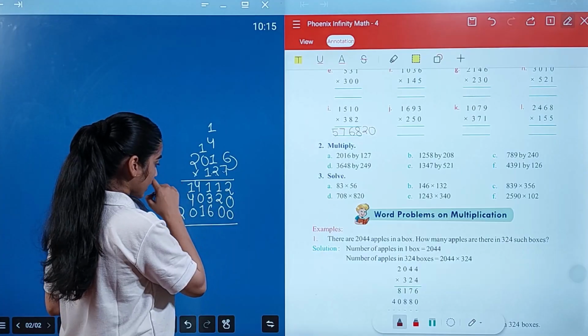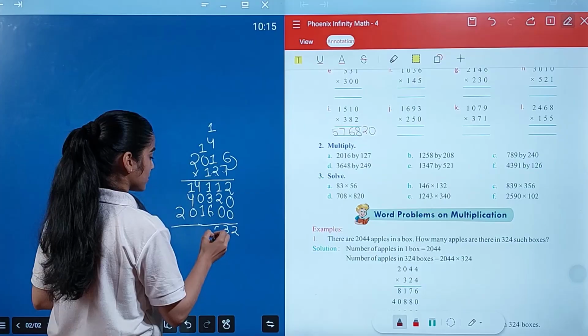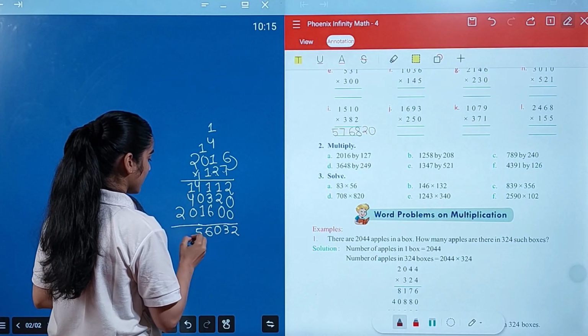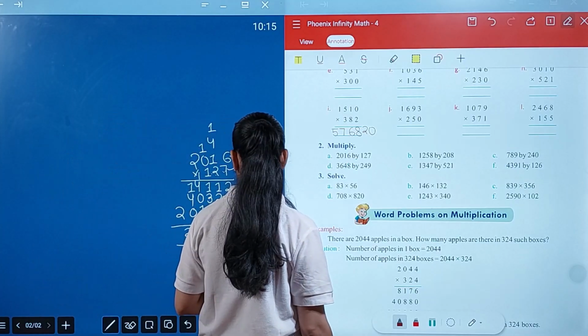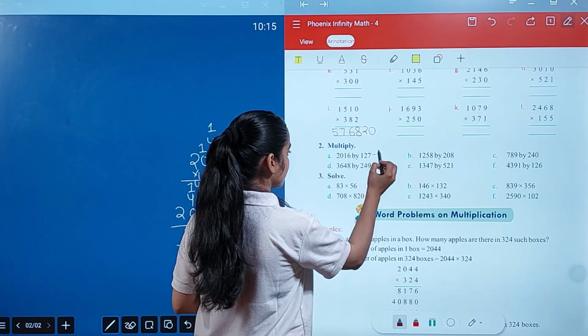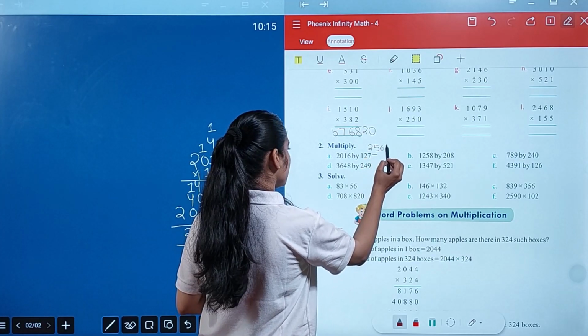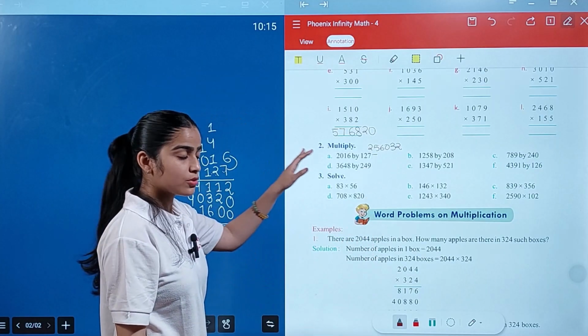Now we have to write it 2, 3, 6 plus 3, 9, 9 plus 1, 10, 1, 5, 6, 5 and 2. So this is your final answer, 2,56,032. In same way, you have to solve the rest of the questions you have.